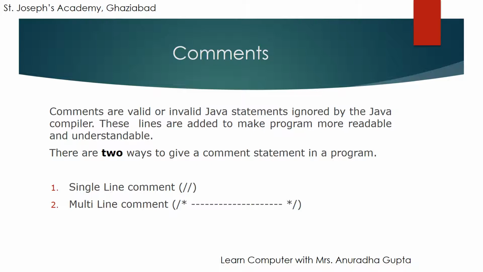Here are the two ways to give comment statements in our program. First is a single line comment, represented by a double slash sign. Next is the multi-line comment, represented by slash asterisk sign. Then we write the comment, and at the last we again put asterisk and slash.